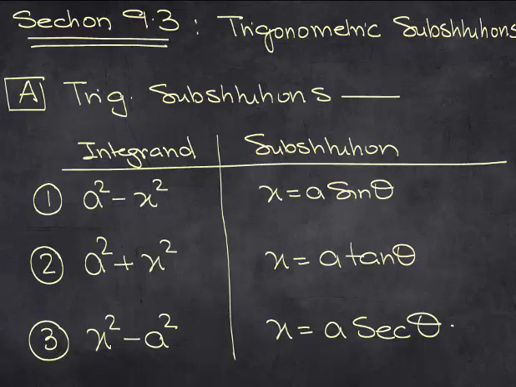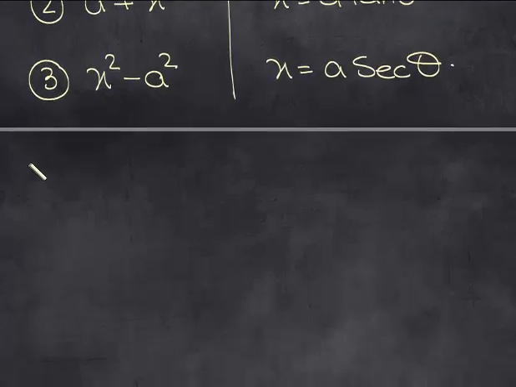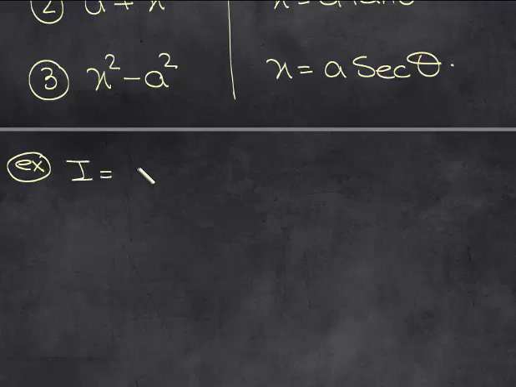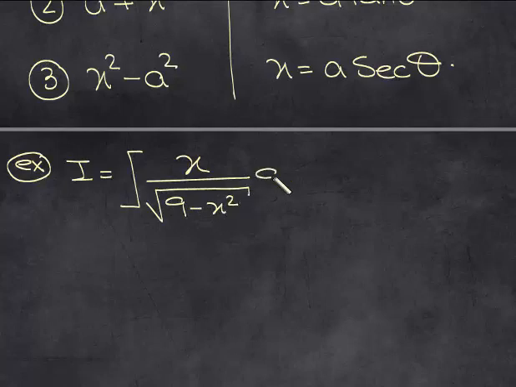It actually is really slick, and it opens up all kinds of interesting problems we can do now once we know this method. This is a very nice method. So let's say I give you an integral like this: the integral of x over the square root of 9 minus x squared dx.